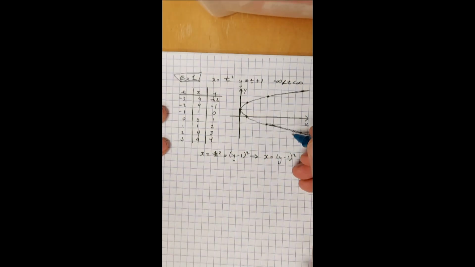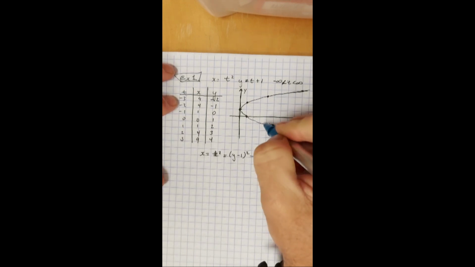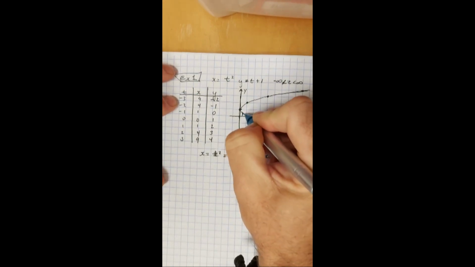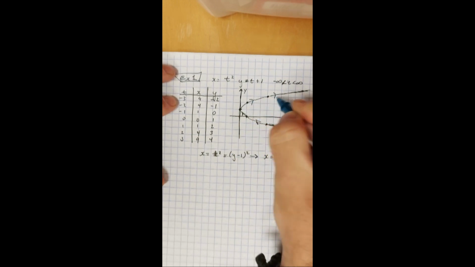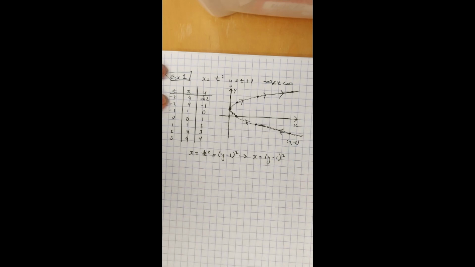If we look at the values of t and how this function is growing, we started down here at t equals -3, so that was here. And then we went this direction as t increased. So that then tells us that this is the direction of the flow of this graph.